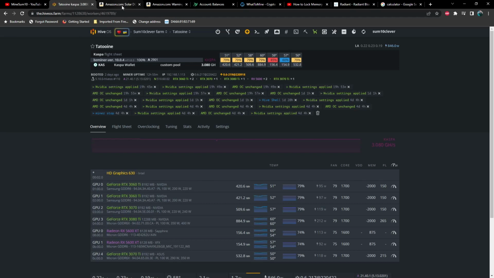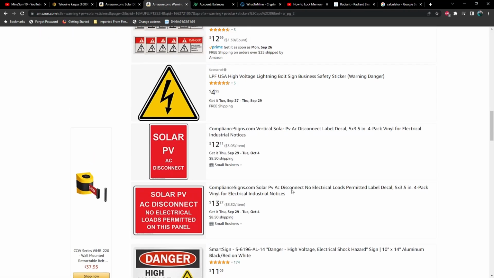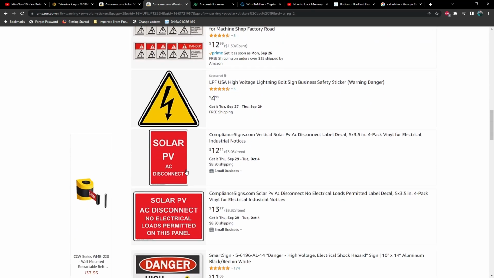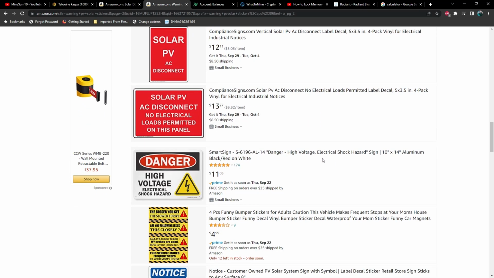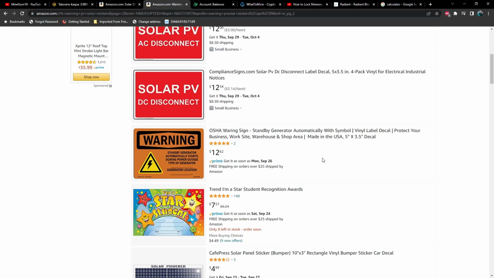What I wound up finding was this right here. This is a solar DC isolator switch, 1000 volts at 32 amps, and it's only $56 and free shipping. In addition to that, they also requested that I put on some warning stickers, so I just went to Amazon and found some that would work. Now, you do need to make sure that it's a solar or PV, you also need one that is labeled for disconnect, and then one that is on your conduit for your wire. So I went ahead and ordered a couple of different ones. I'll show you guys that in the next video.